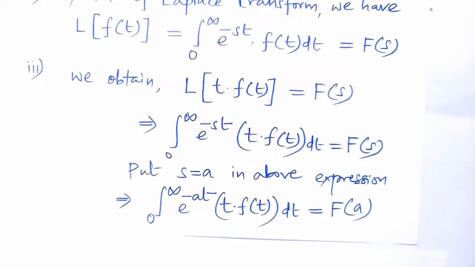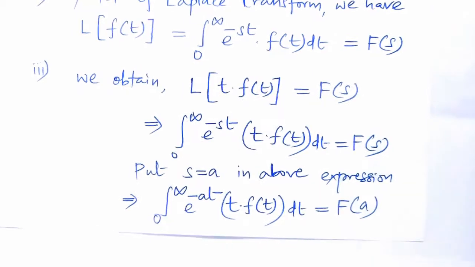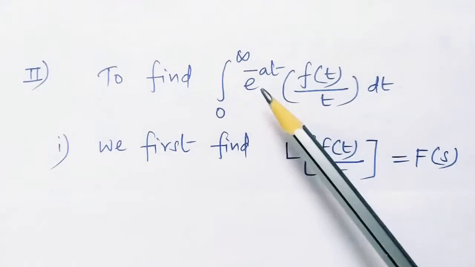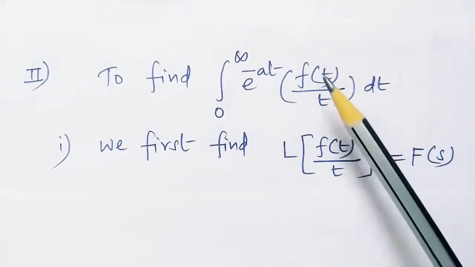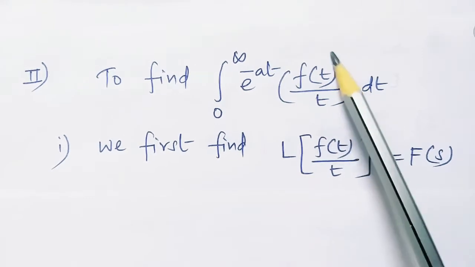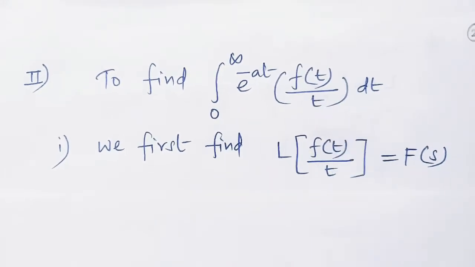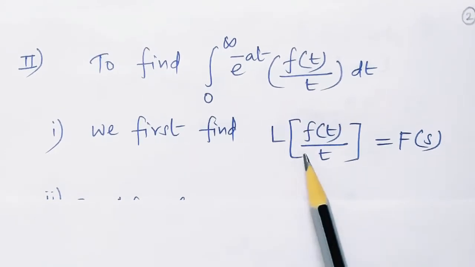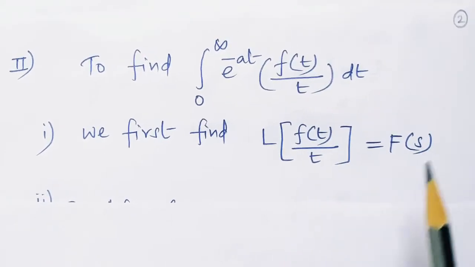Okay, the same concept we can even apply for the second case: the integral between 0 to infinity of e to the power of minus at, f of t divided by t, dt. Initially, if you just focus on f of t divided by t and find the Laplace transform of this particular function, it will give Laplace transform of f of t divided by t equal to F of s.